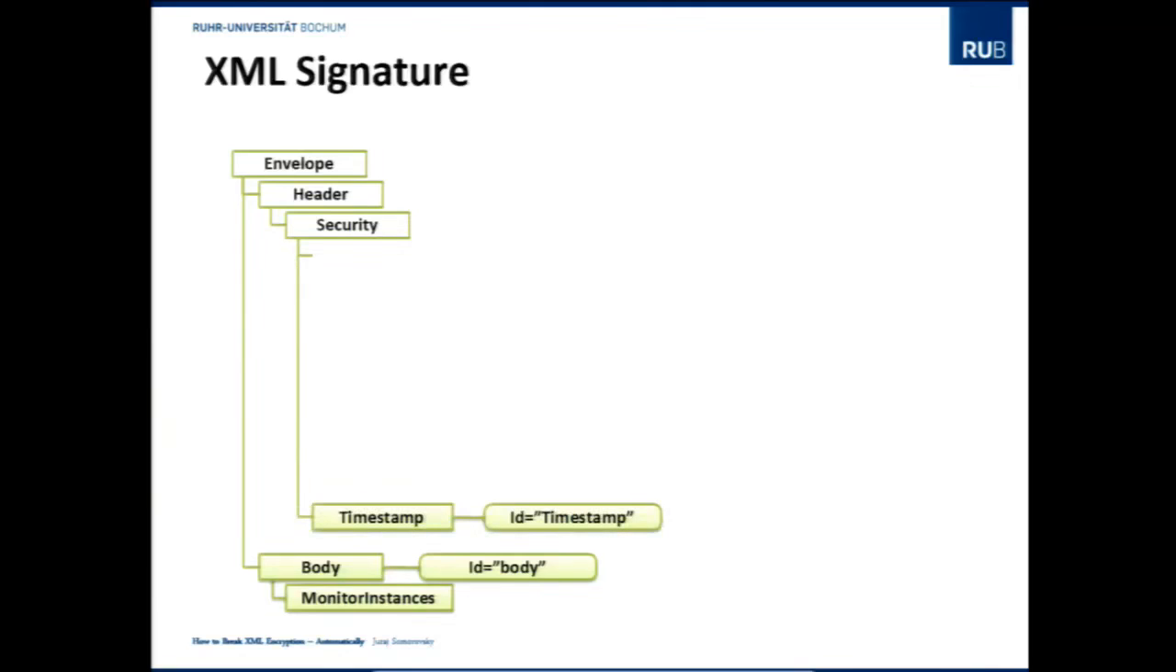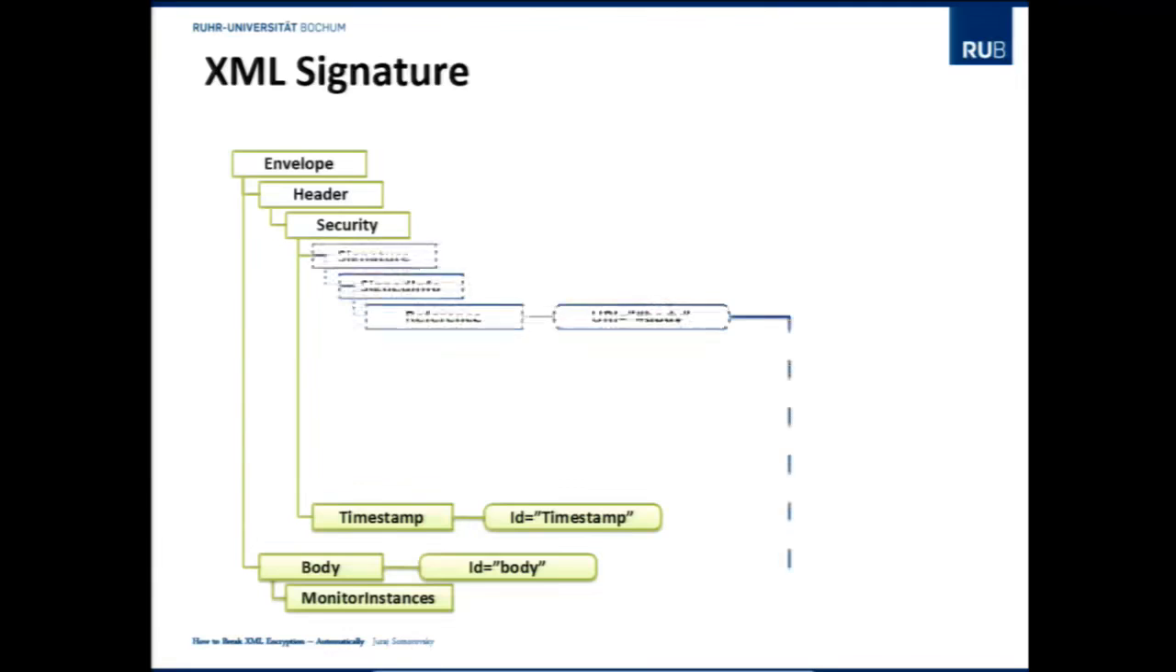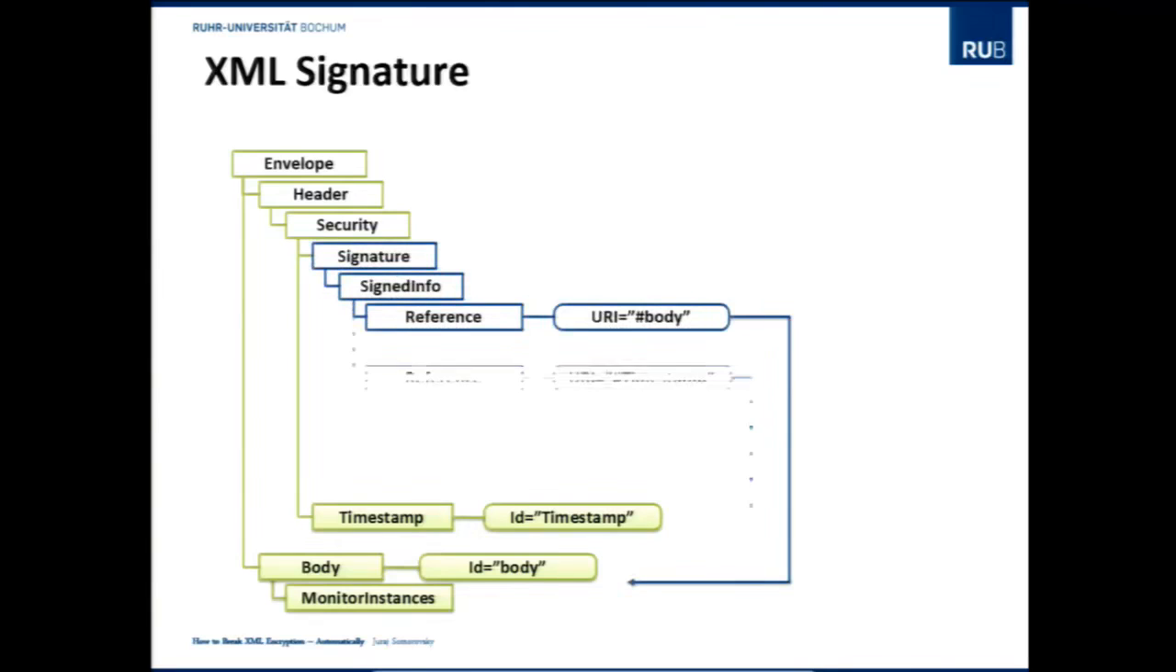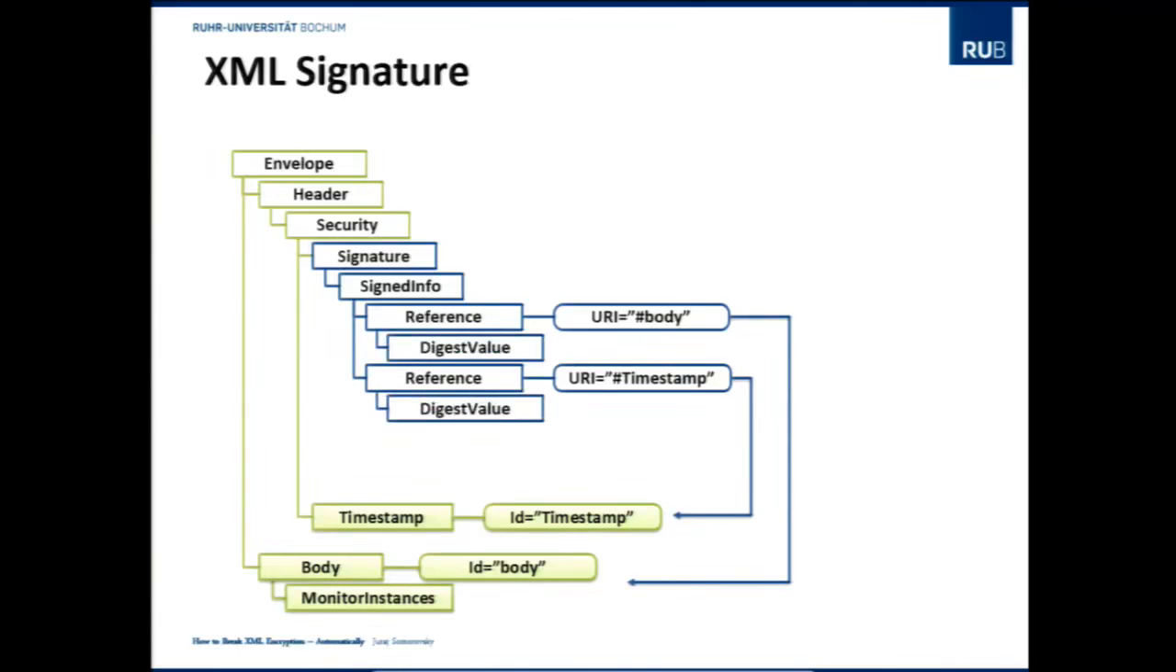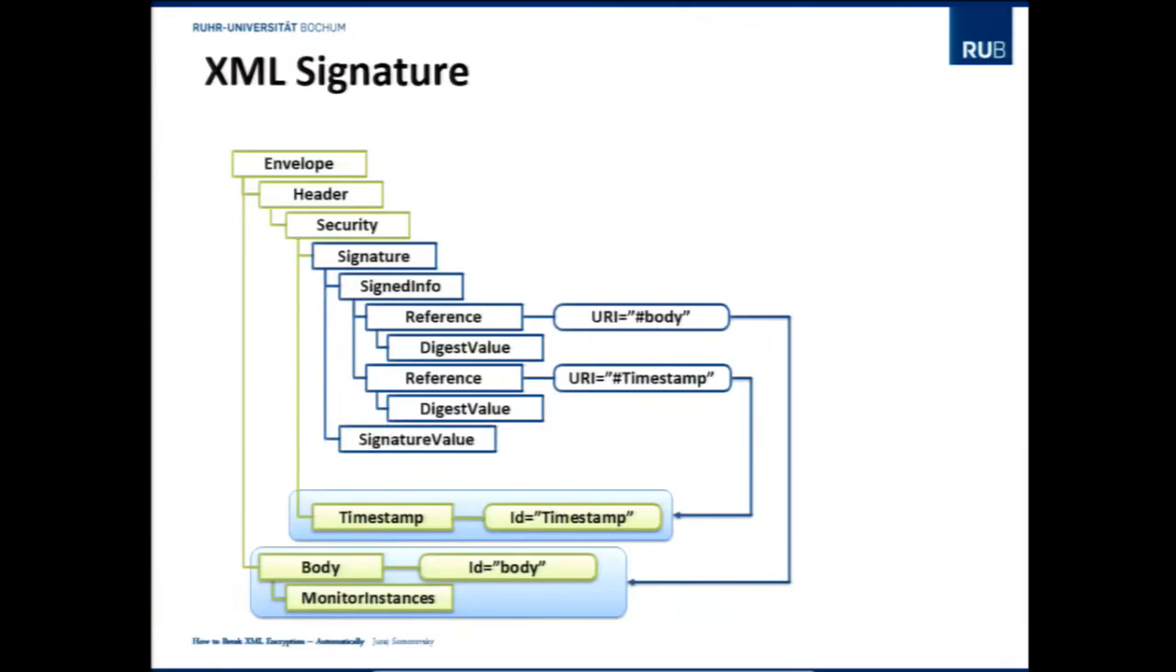So we create a timestamp to protect the freshness of the message. And then we take a signature and a reference element, and we reference the body element and the timestamp element using ID-based referencing. Afterwards, we compute digest values over these elements. And at the end, we compute the signature value over the signed info. Okay, this is XML signature.